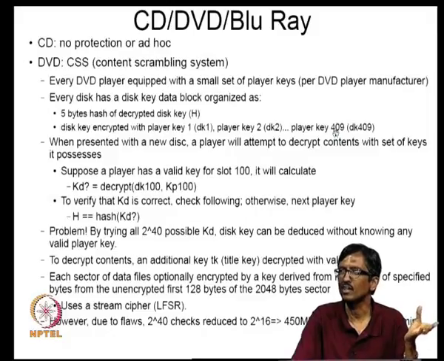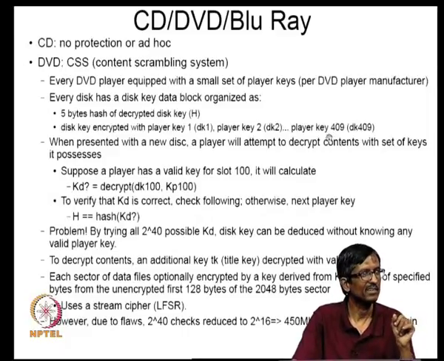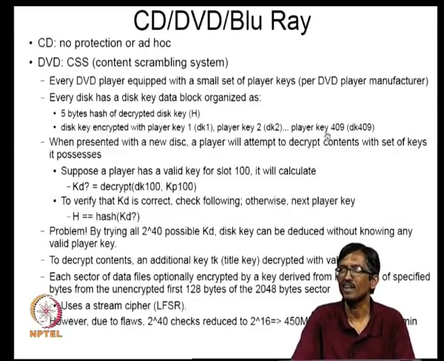So you have it there. For some reason it is 409. I suspect it must be because of the limitations of fitting it into one sector, probably the size of this. They also felt that probably there cannot be more than 409 manufacturers of DVD players worldwide. So what do we have on a disk? You have a hash as well as the encrypted version of that disk key for various players, for various manufacturers, let's say.